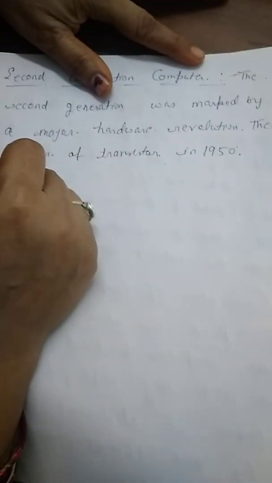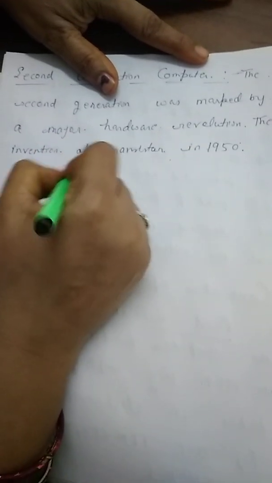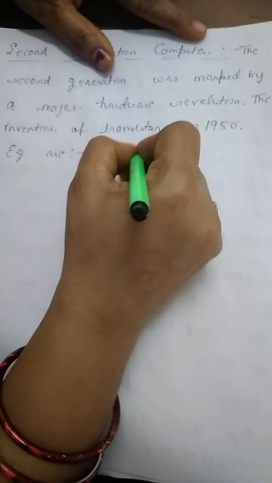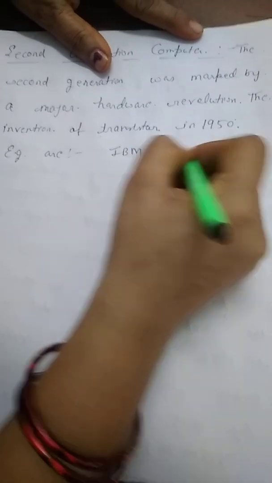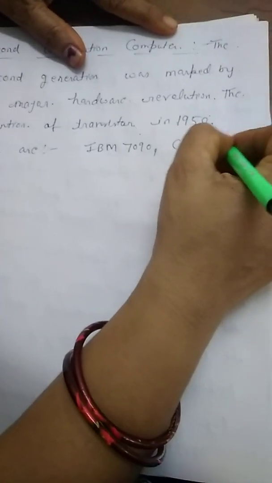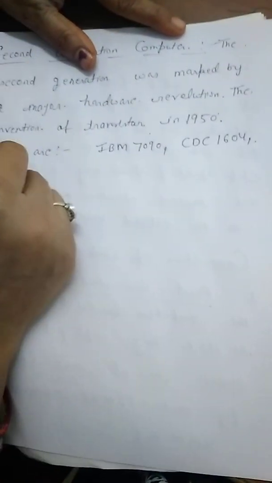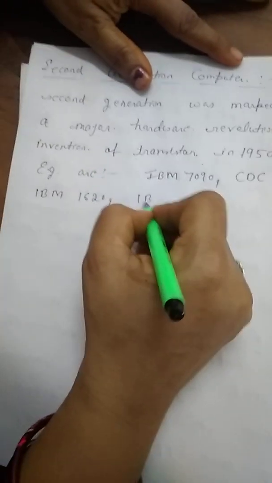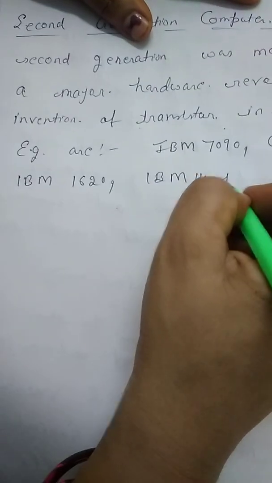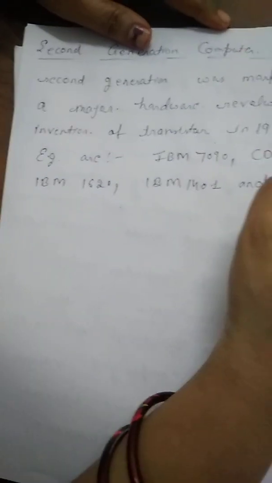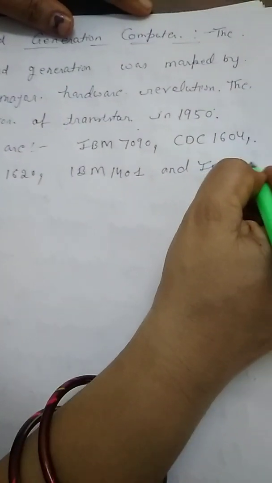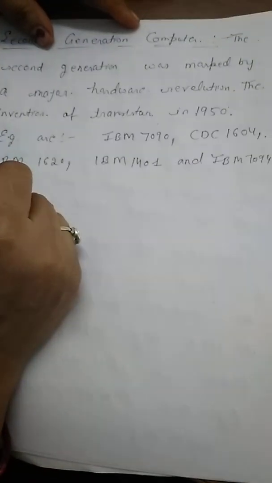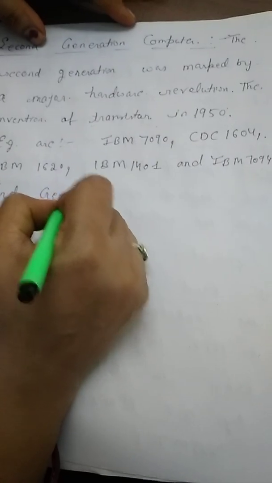Examples are IBM 7090, CDC 1604, IBM 1620, IBM 1401 and IBM 7094.